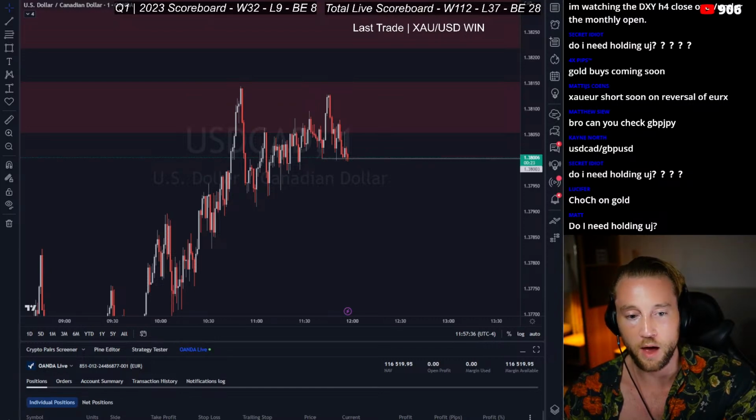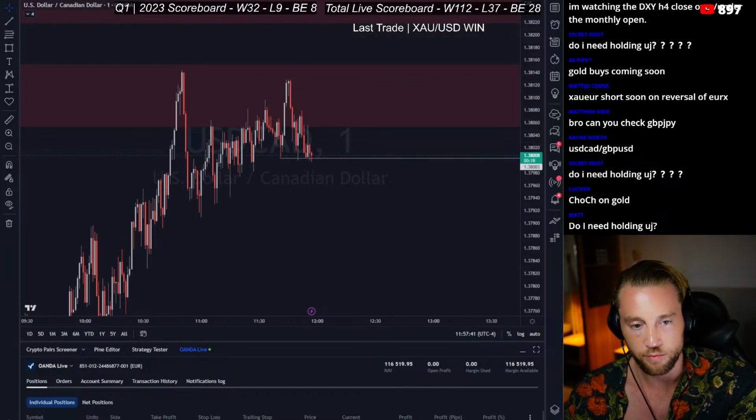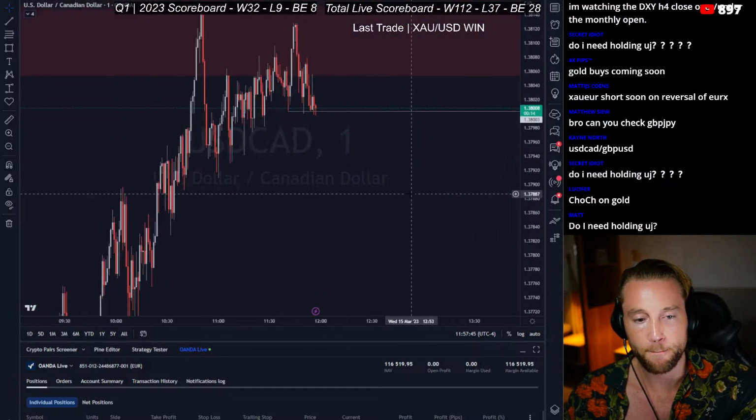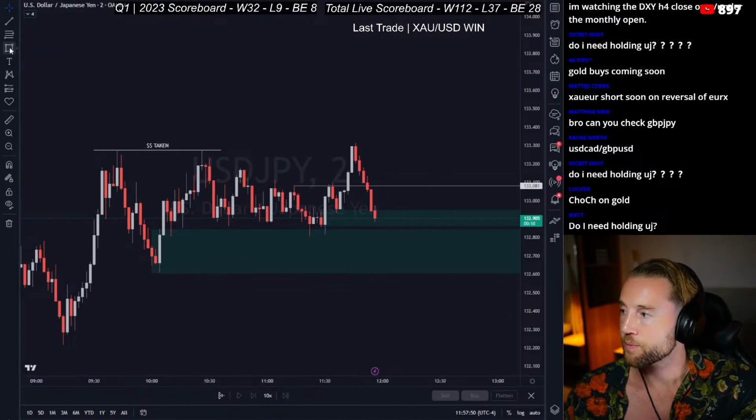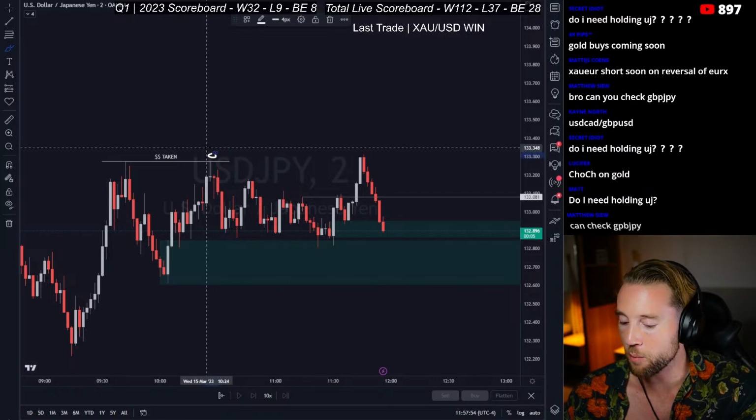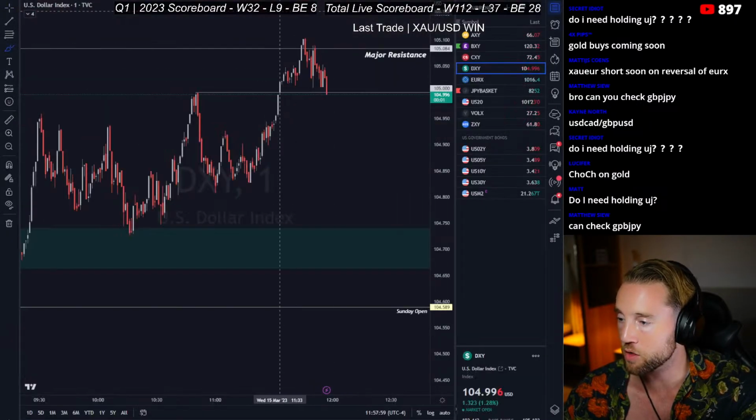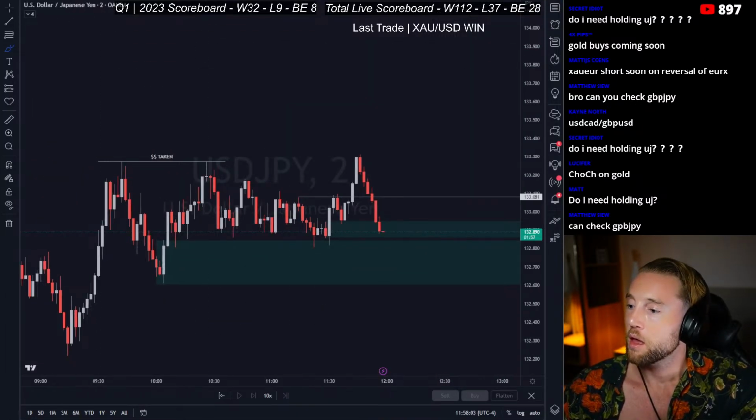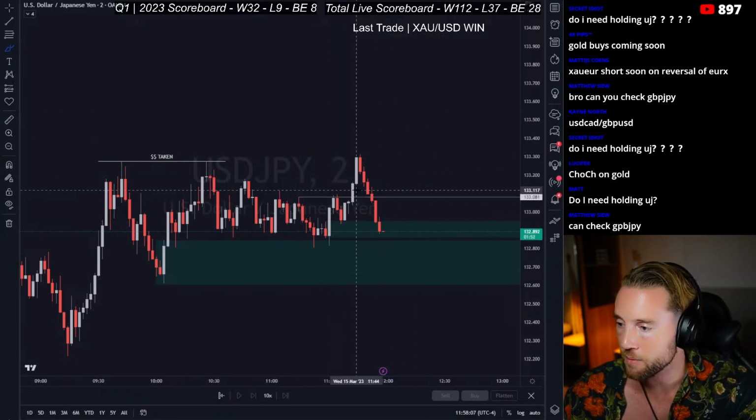Do I need to hold UJ? No, I would secure yourself earlier. Take some profits to break even. I would not hold your US dollar Japanese yen trade. The moment you took this liquidity out and you came down, I removed the limit order also because of the dollar coming into this resistance area right now and reacting pretty strong. So yeah, you just want to secure yourself. That's the reason why I removed the buy limit.